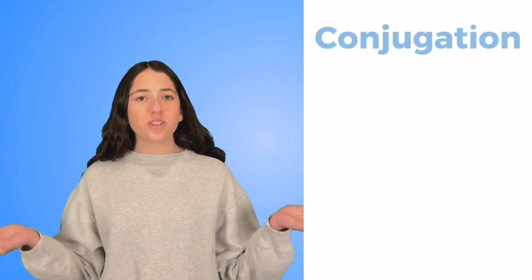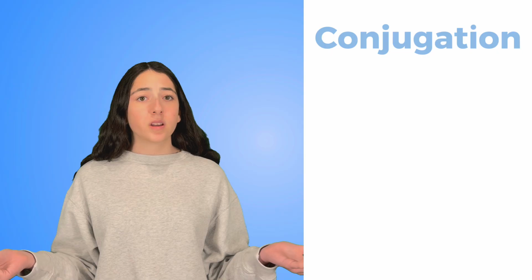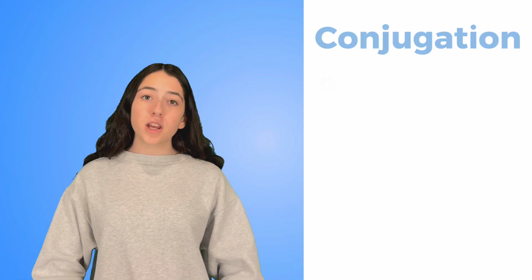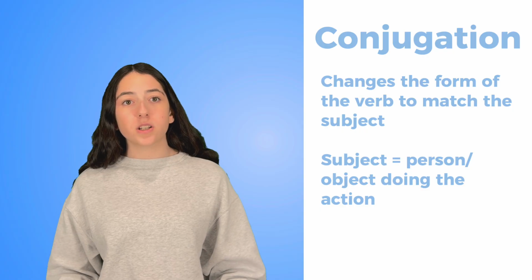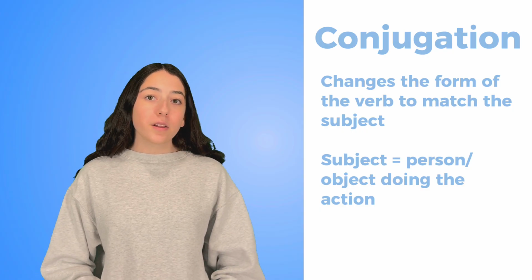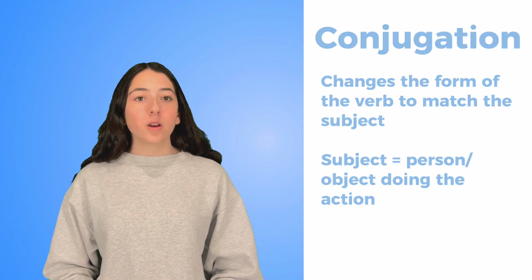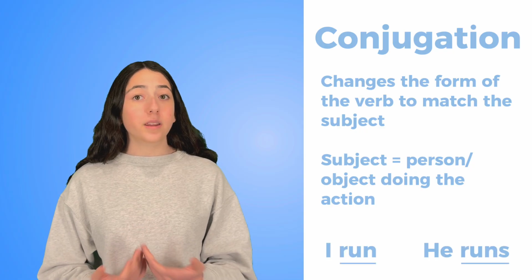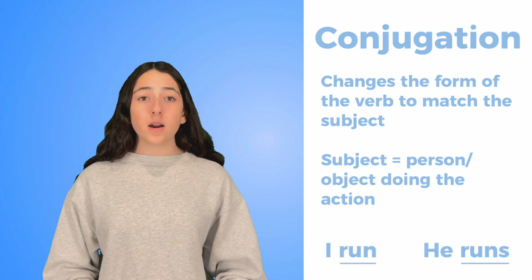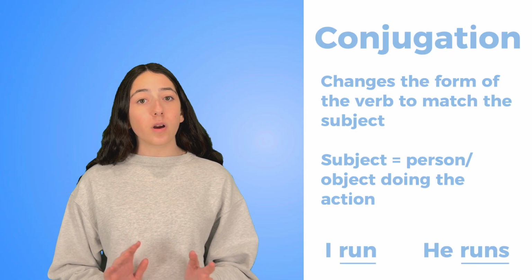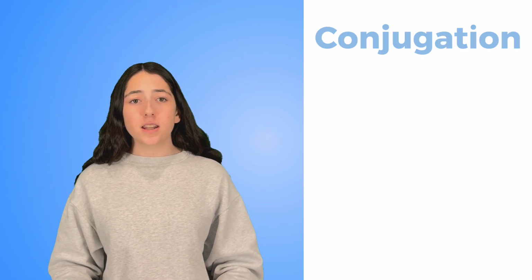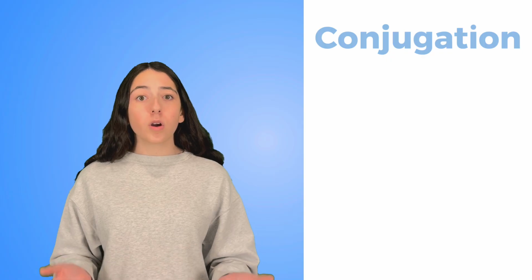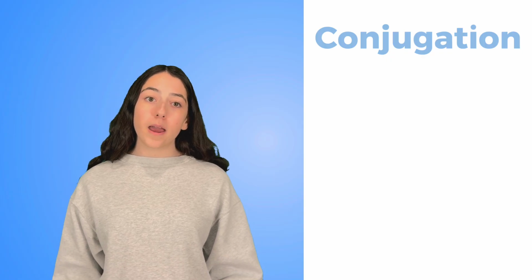So, what does conjugate actually mean? To conjugate a verb means to change the form of the verb so that it matches the subject or the person doing the action. For example, in English, we already do this a little bit. We say, I run, but he runs. Notice how we add an S at the end of run when we talk about he. That's a small example of conjugation. Spanish just does this a lot more often and in a more organized way.